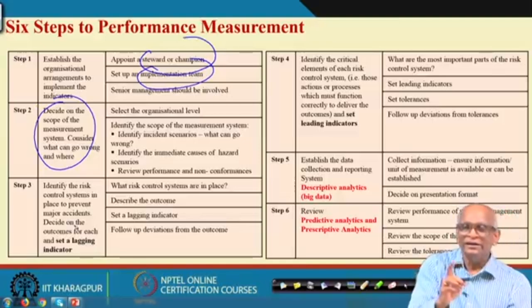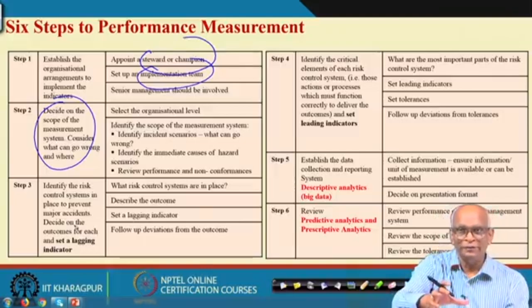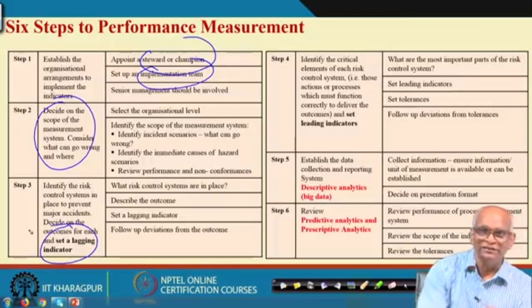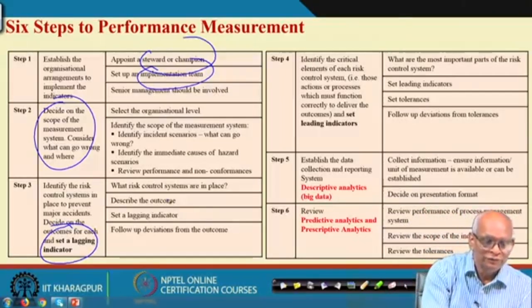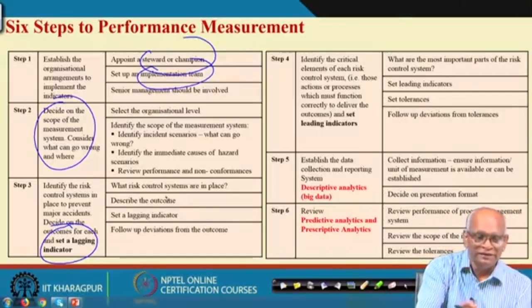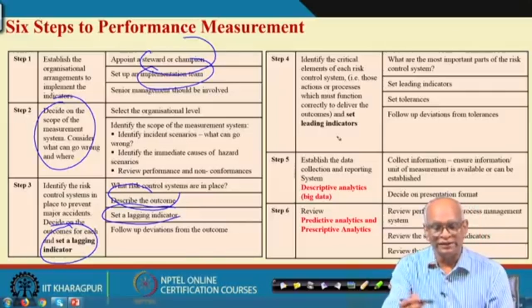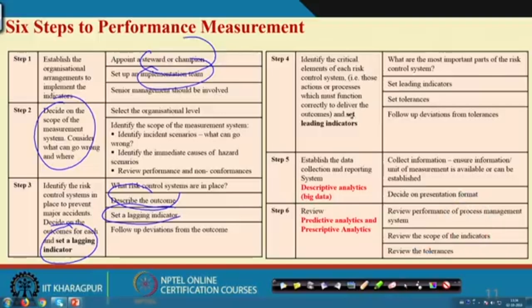Third is identify. Based on the initiating mechanisms, by putting them through the risk control systems, you have to identify and set the lagging indicators. When you pass the risk into the risk control system, we will see what the outcome is. From the outcome, we will decide what the lagging indicator is. Then we will do the leading indicators. Leading indicators identify critical elements of each risk control system, those actions and processes which must function correctly. For example, percentage of inspections, percentage of compliances, all those things.